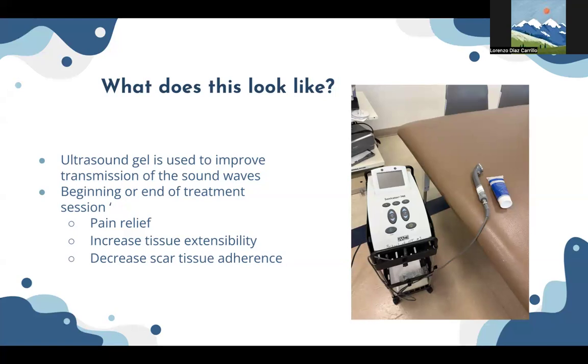adherence. So if you find yourself with a patient who might have some adherence and it's interfering with their extensibility and not allowing their tendons to glide the way they're supposed to, you could definitely use this to break up adherences and even promote greater range of motion in the clinic.